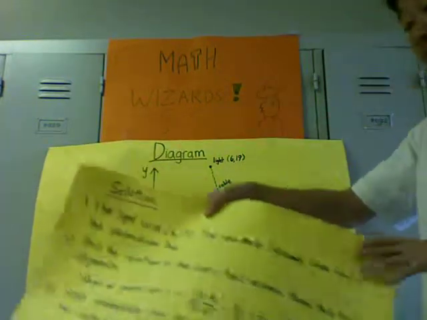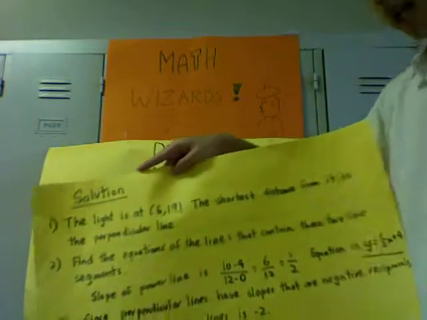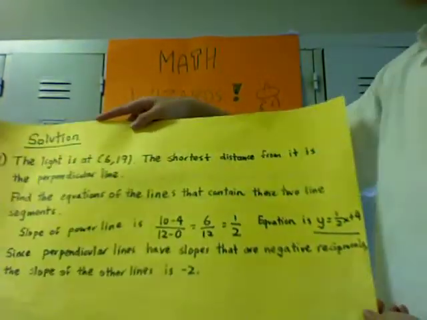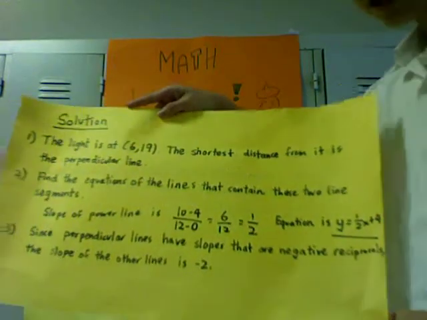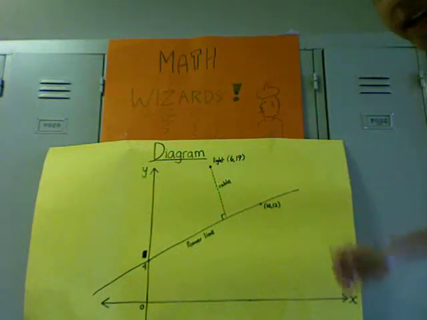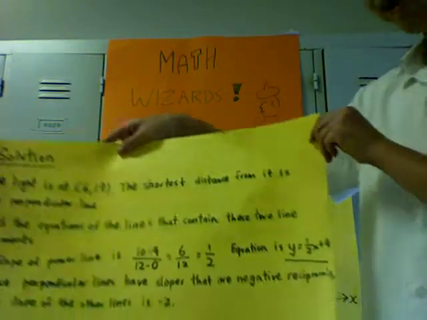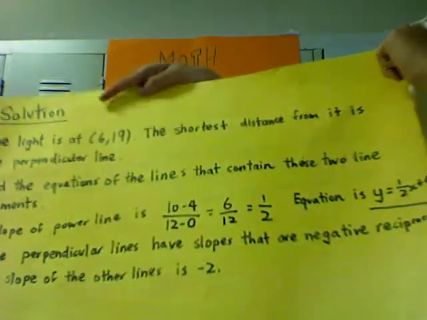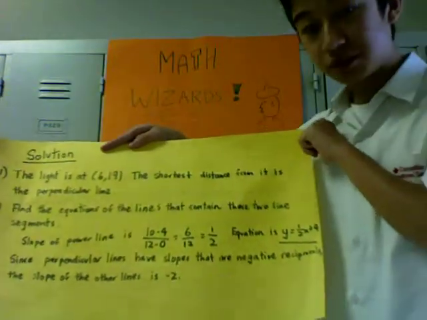The solution is pretty simple. The light is at (6, 19). The shortest distance from it is a perpendicular line. Remember, a perpendicular line makes the shortest distance, and that is a very important fact. Number 2, find the equation of the line that contains these two lines.